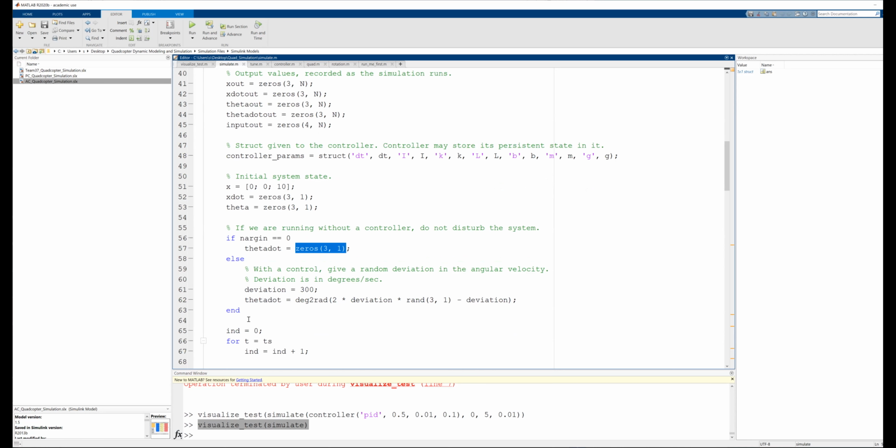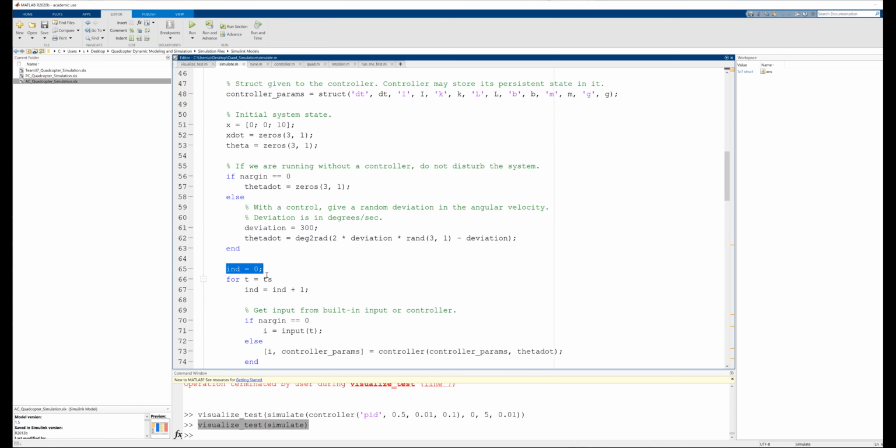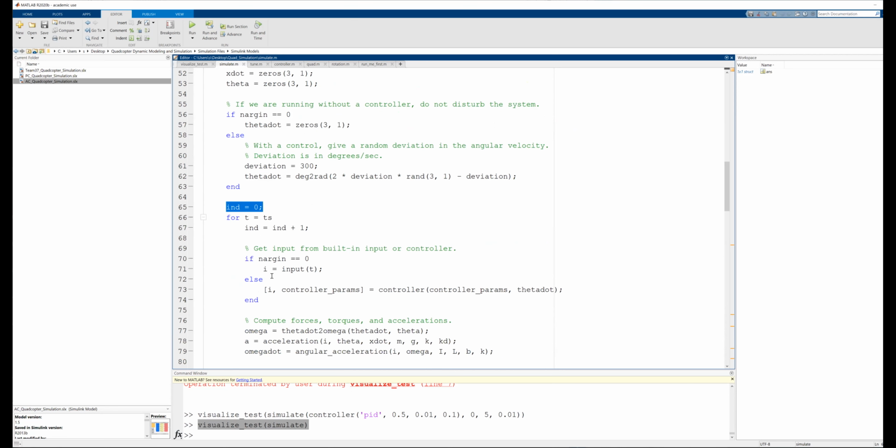And clearly you can think about it. If there is no controller, and you disturb the quad, which is flat, so roll is 0, pitch is 0, yaw is 0, and the roll rate, pitch rate, and yaw rate are 0, then if you have some disturbance, after some time that quad, being inherently unstable, is going to become unstable. Next thing is you are initializing the index, and the reason this index is initialized is to get the controller values. We will talk about this a little bit later when we talk about the controller.